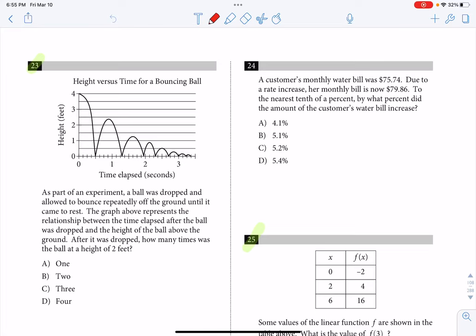This is test number 6. I'm explaining some SAT problems from test number 6.